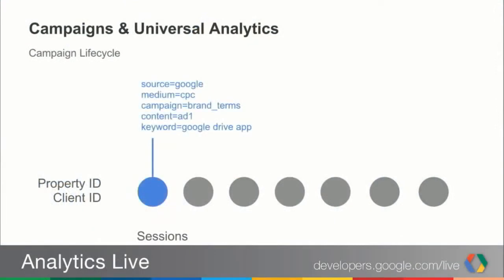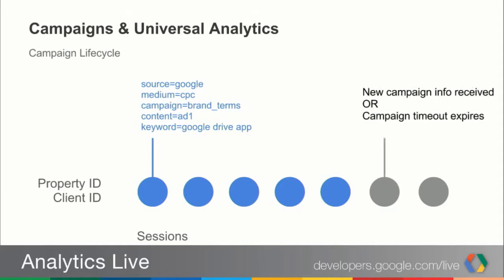The way this works is once you send campaign information to GA, it's going to stay valid. So every time I come back, as long as I have the same property ID and client ID, and by the way, this will also be true for user ID when that's available, I'm going to keep having my sessions attributed back to this original campaign information until one of two things happens. Either new campaign info is received, so if I click through on another ad, for example, and I come back, or the campaign timeout period expires.